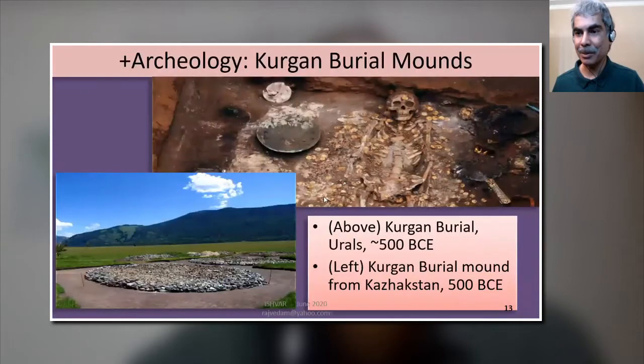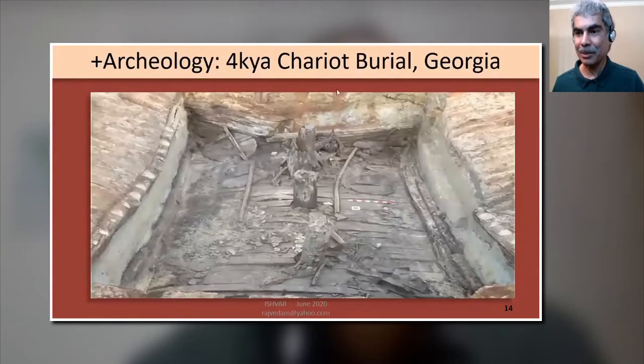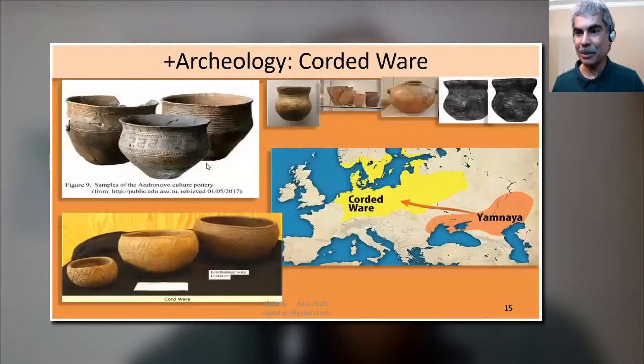And here's an example of some archaeology from there. This is the Kurgan burial mound in Kazakhstan, 500 BCE. This is one example of that. Another example in Georgia, chariot burial, 2000 BCE. This is what it looks like. And this is an example of the corded ware that you see. This is the Andronovo people, corded ware people. And from this part of the world, they are supposed to have gone over here.